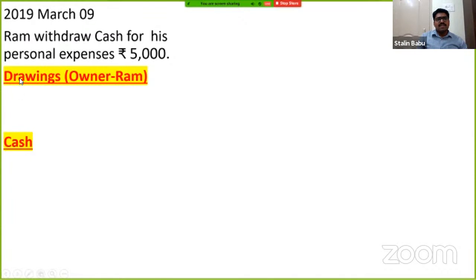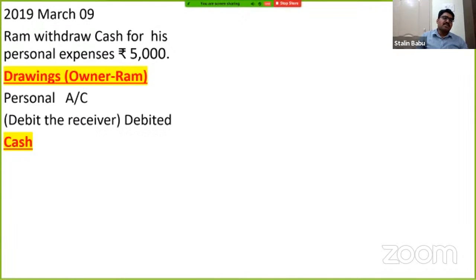So who is the owner? What is the name of the owner? Ram. Whenever the owner withdraws cash for personal use, instead of writing his name, we write his drawings account. So what is the nature of the drawings account? It is a personal account. Drawings means it is related to the owner. The principle of personal account is debit the receiver. Here Ram is the receiver, so his account is debited.